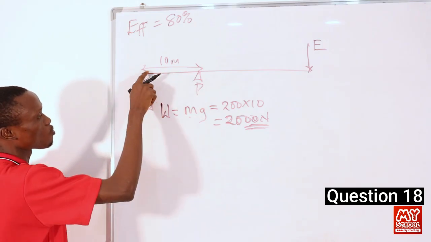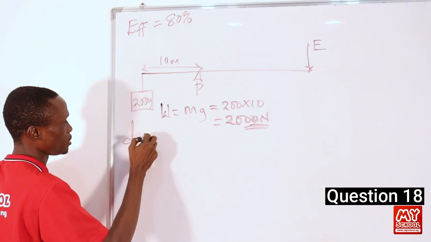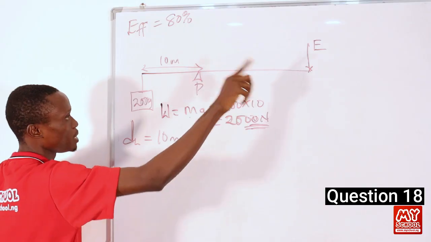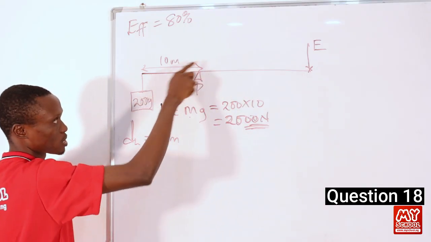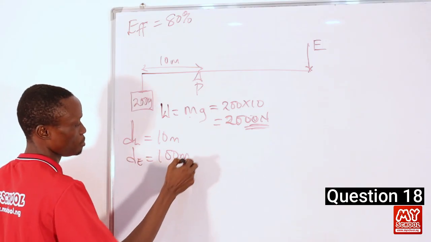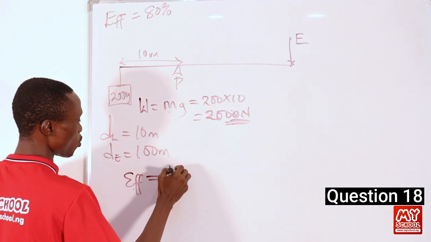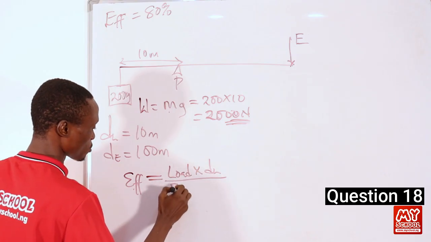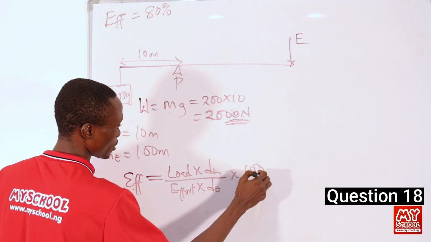Now the distance moved by the load, as measured from the pivot, is equal to 10. So DL is equal to 10 meter. For us to get the distance moved by effort, it will be 110, which is the length of this material, minus 10. So our DE is equal to 100 meter. But remember that efficiency is equal to load times distance moved by load over effort times distance moved by effort times 100%.